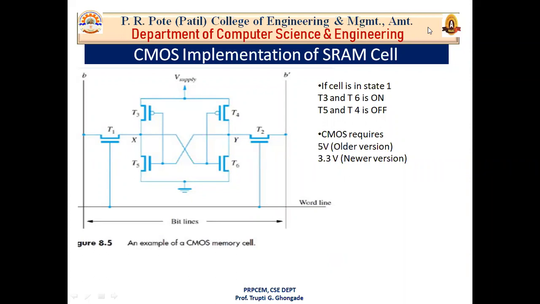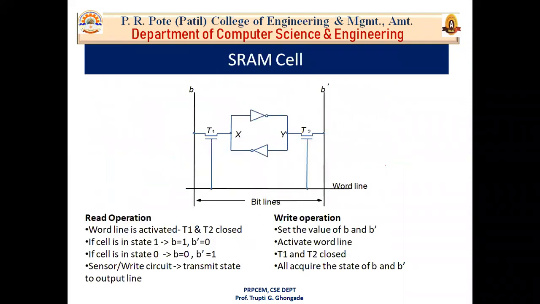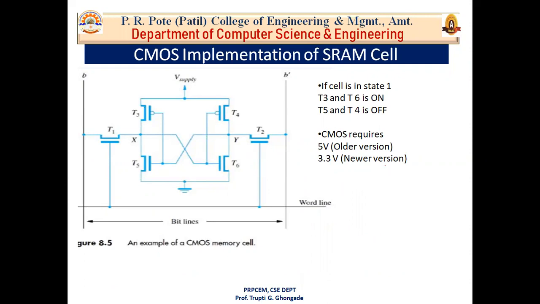In the previous lecture, we have seen what is semiconductor memory. In that, particularly, we have discussed the static RAM, that is SRAM. So, this is the static RAM diagram. This one is the static RAM diagram. And the same diagram, that is the CMOS implementation, is this.